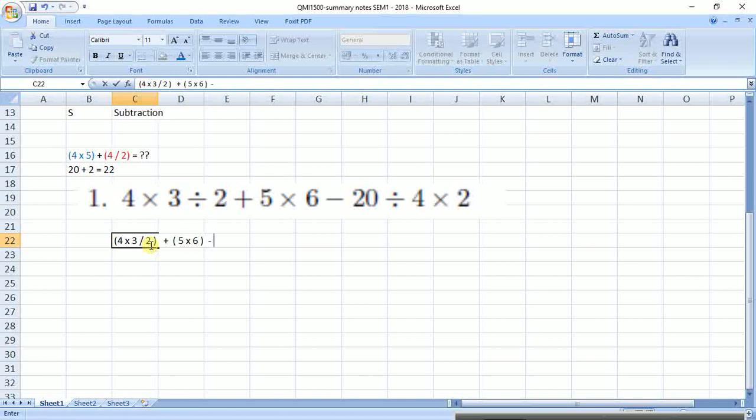And then you would subtract, then brackets, 20 divided by 4 times 2. So that's how it's going to group it. Why? Addition and subtraction come after multiplication and division. So 4 times 3 is 12. 12 divided by 2 is 6. Plus 5 times 6 is 30. Minus 20 divided by 4 is 5. 5 times 2 is 10. 36 minus 10 is 26.